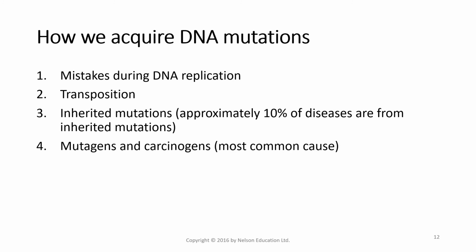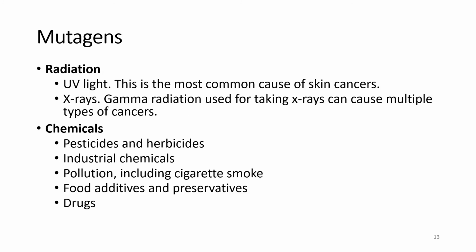Certain environmental causes of mutations are mutagens and carcinogens. Viruses can also cause mutations. And in terms of radiation, UV light from the sun can cause mutations. In fact, this is the most common cause for skin cancers. X-ray radiation or gamma radiation used for X-rays can cause several types of cancer.